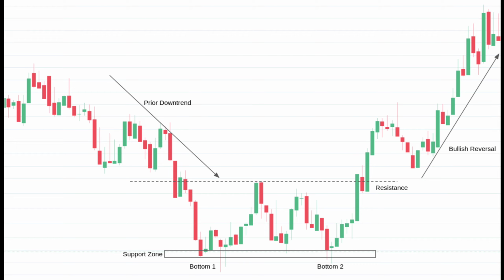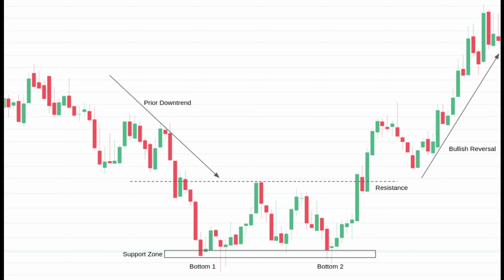Determining a stop-loss level for a double bottom pattern depends on your individual risk tolerance, trading strategy, and the specific characteristics of the pattern you are observing. Here are a few approaches you can consider when setting a stop-loss for a double bottom pattern.